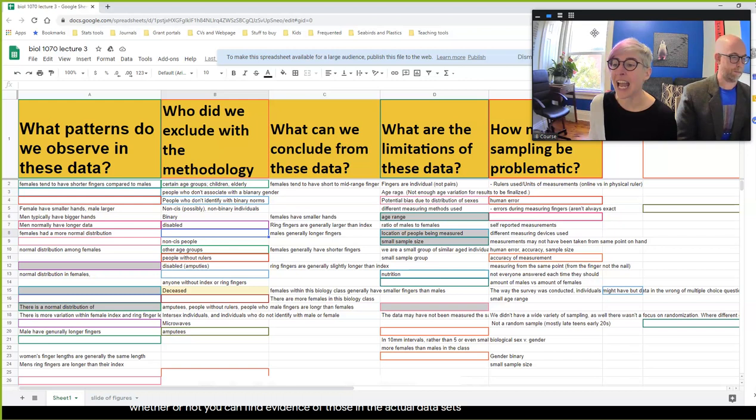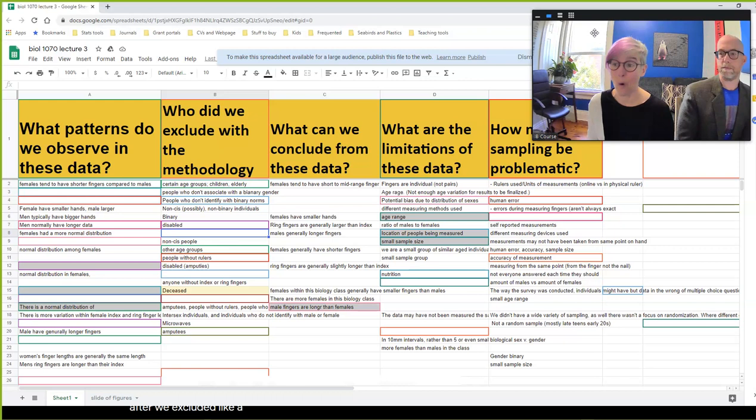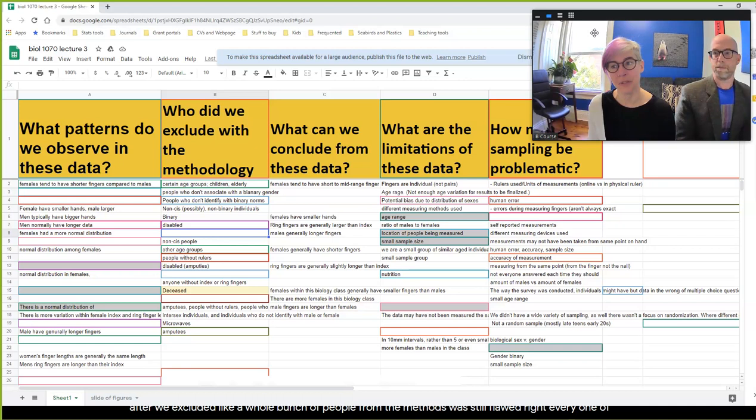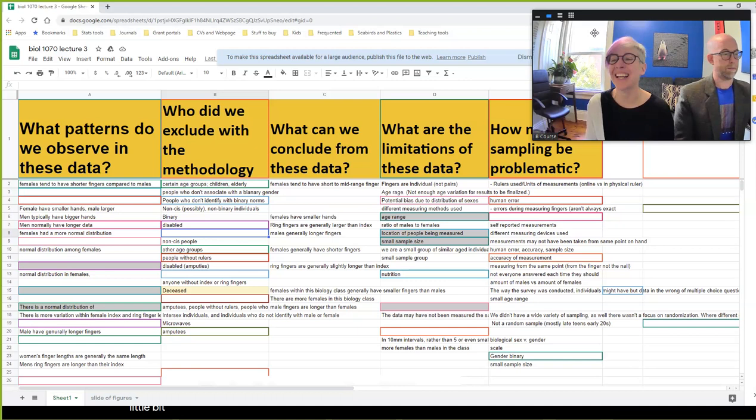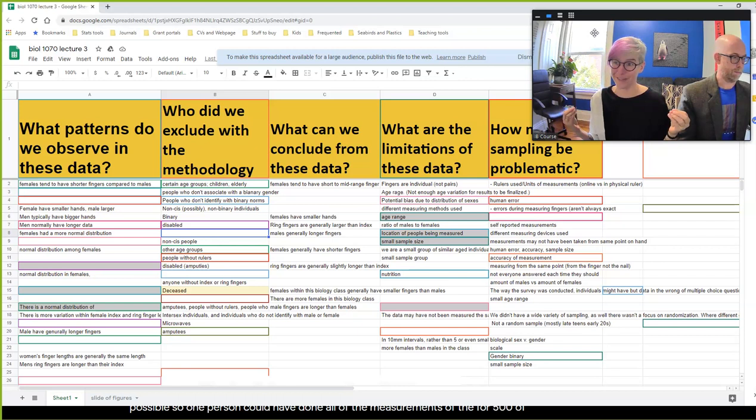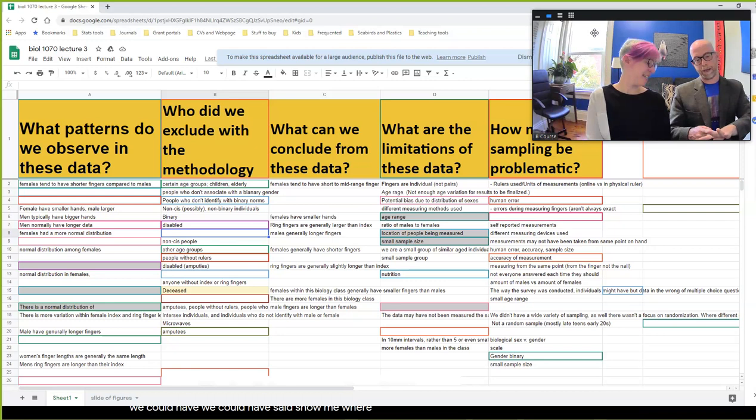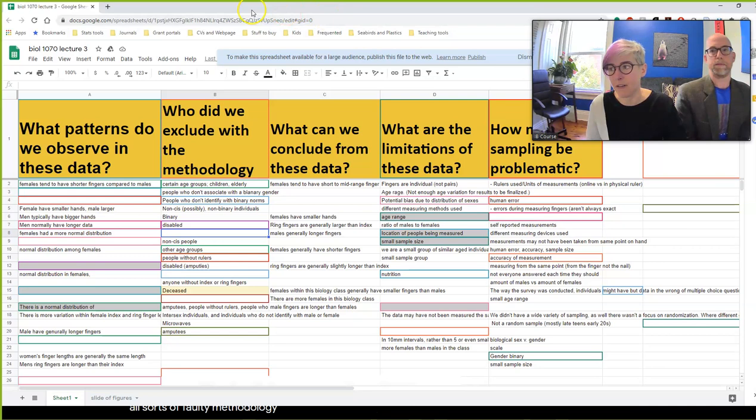Our methodology, even after we excluded a whole bunch of people from the methods, was still flawed. Every one of you was doing measurements, but where did you start from? How could we have tightened that up a little bit? That's really what is important in science, to tighten up those methodologies as much as possible. One person could have done all of the measurements of the 400 or 500 of you. That would have been more standardized than had we all just done what we did. We could have coached you in Zoom. We could have said, show me where you're measuring, a little bit lower, a little bit higher. So there was all sorts of faulty methodology involved, even after we did all of the exclusionary methodology.